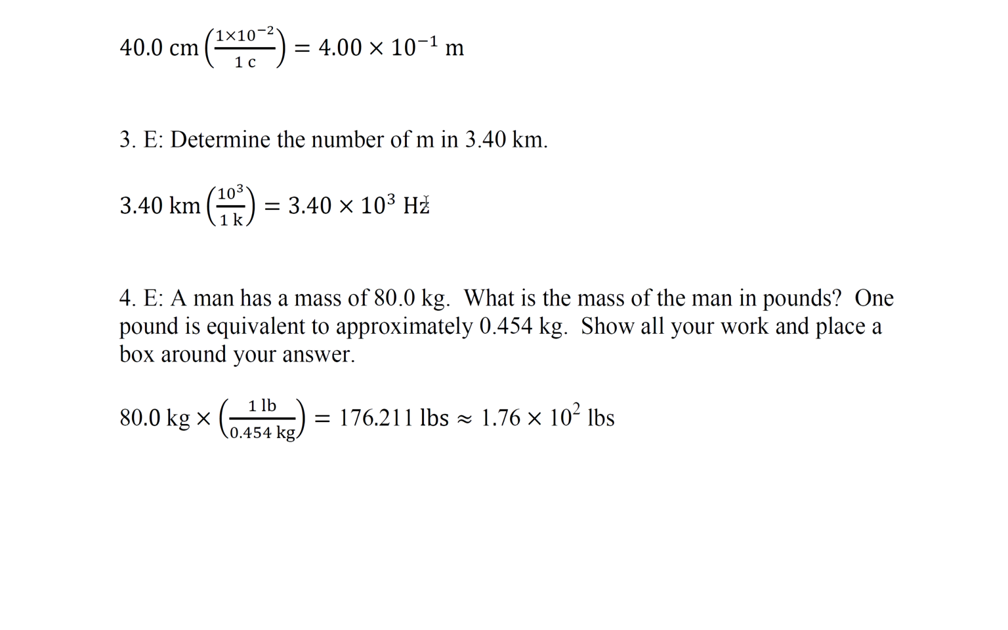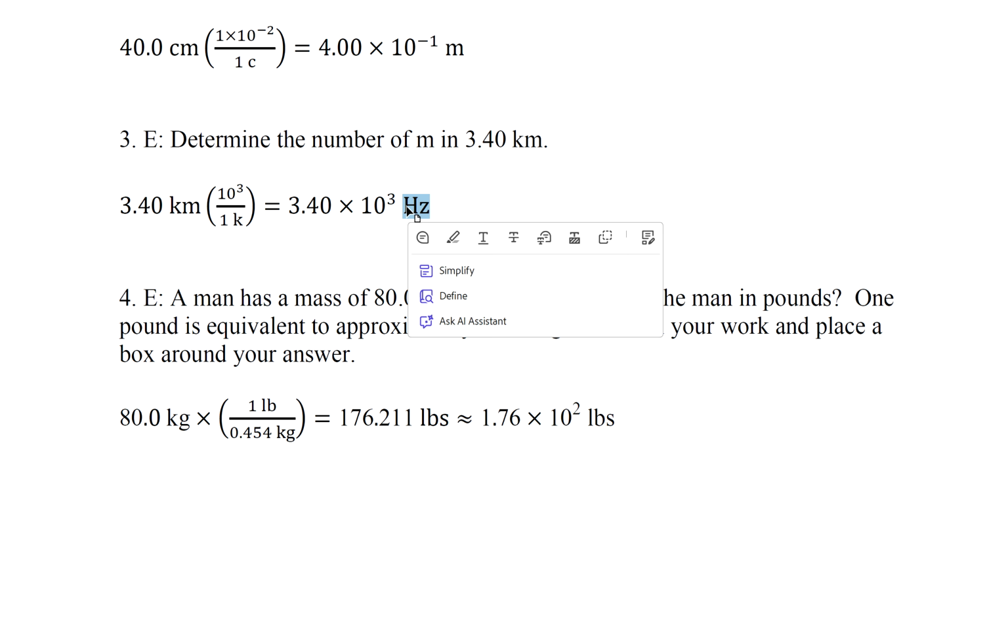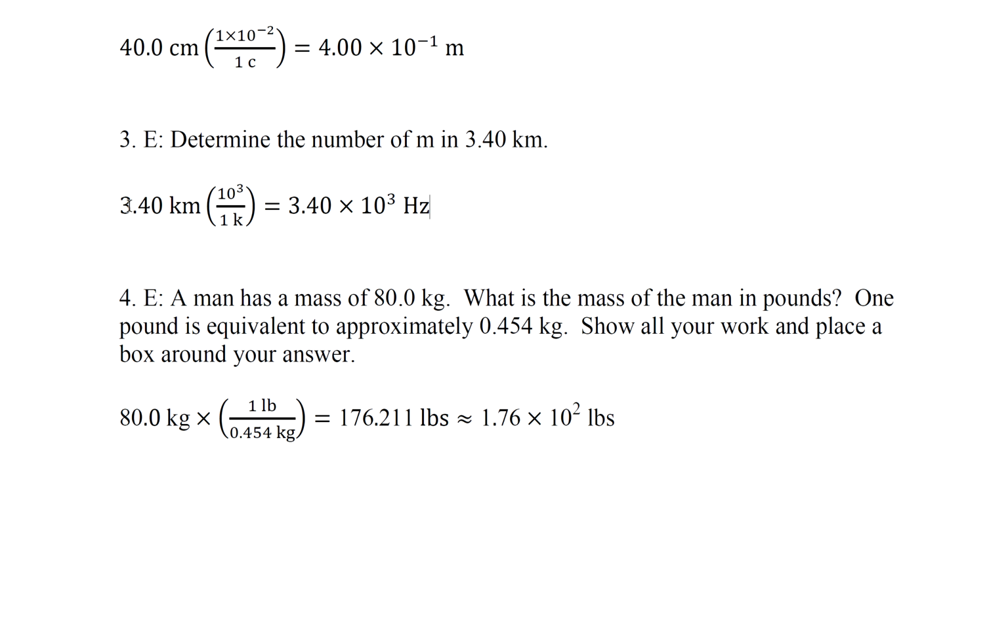So you see this is a mistake here. It should not say hertz. It should say meters. Okay, that's my fault. It should say 3.40 kilometers times the number 1. What's in parentheses is the number 1. 10 to the 3 in the numerator is equal to 1 kilo in the denominator. So this is going to equal 3.40 times 10 to the 3 meters. There should be meters, not kilometers.